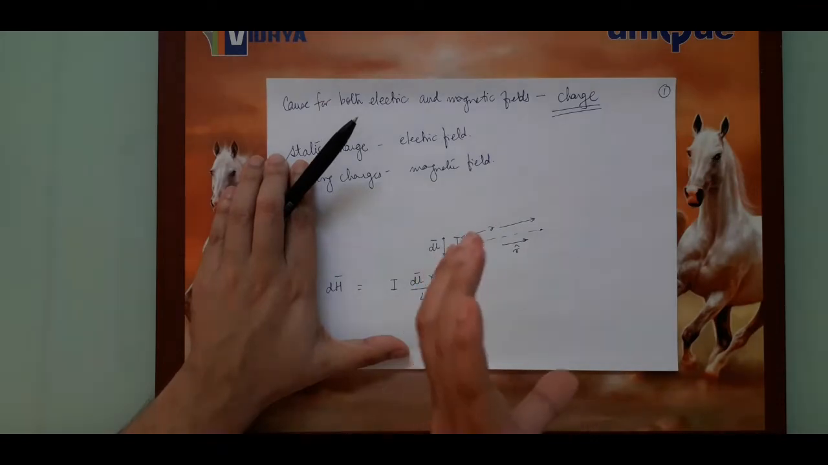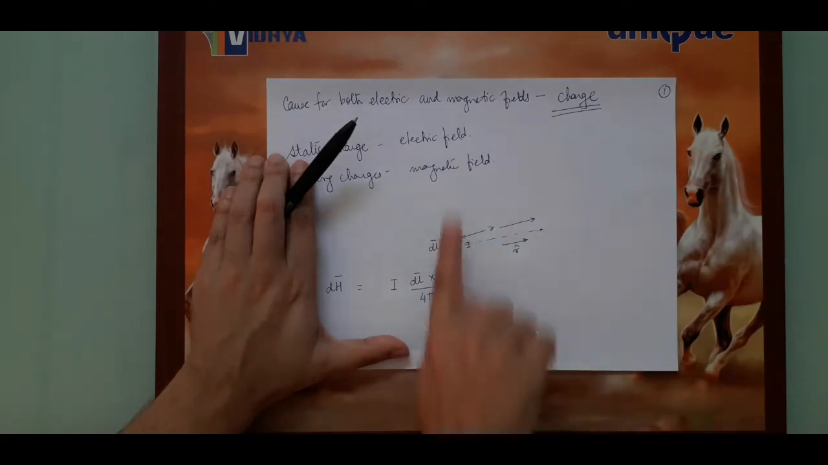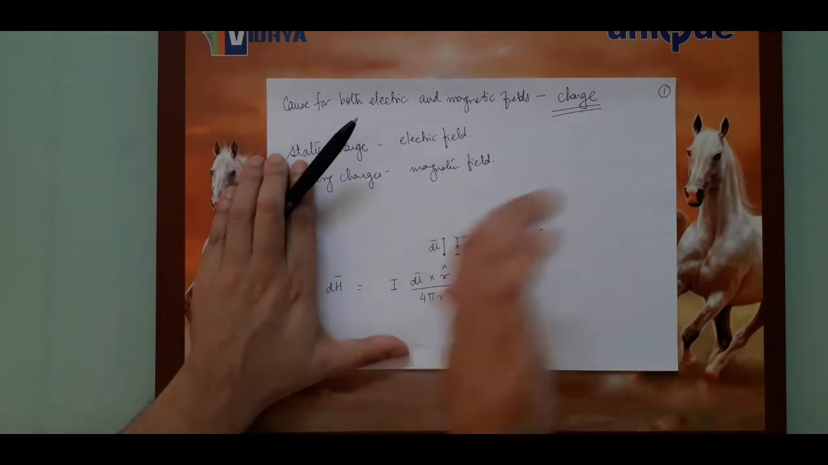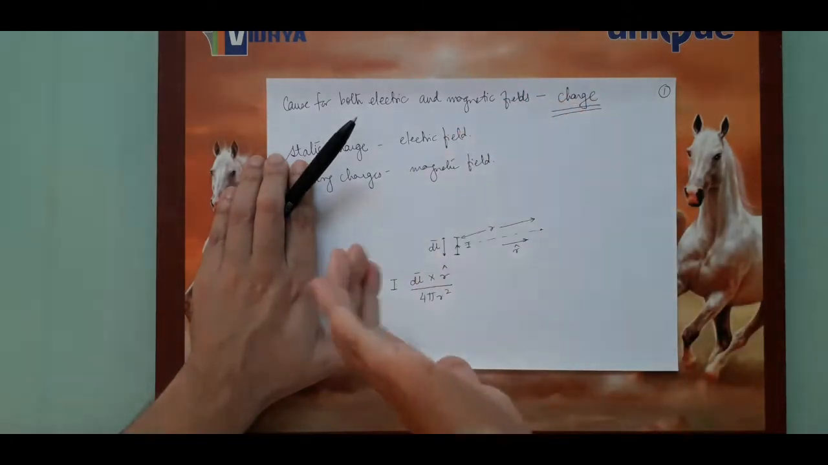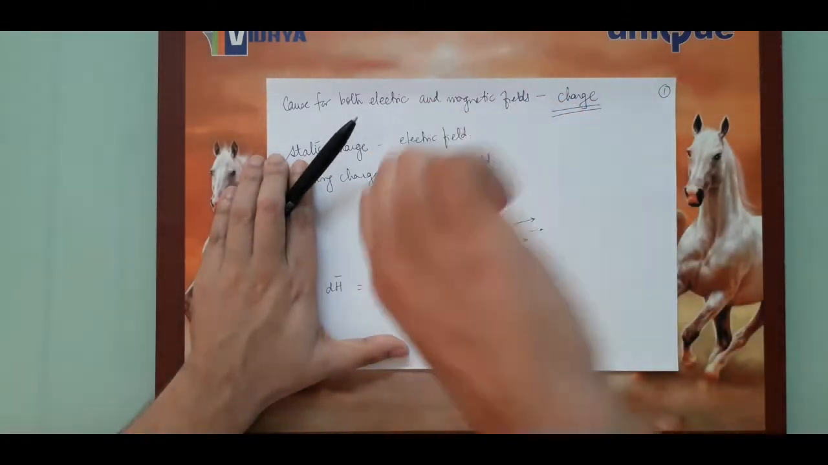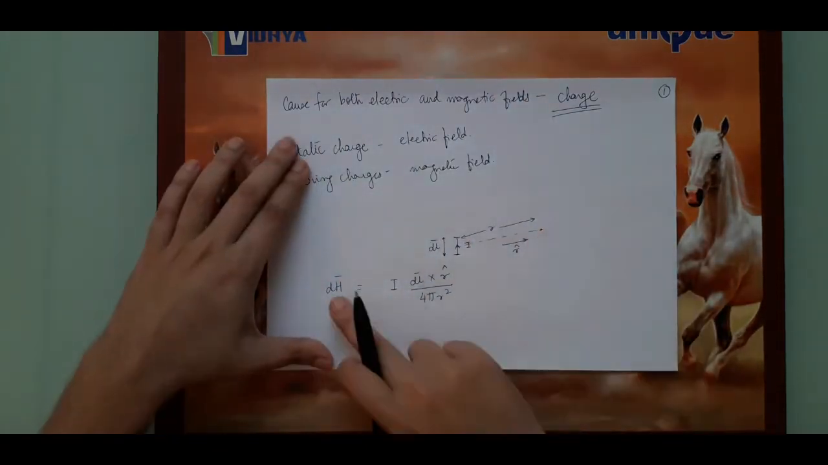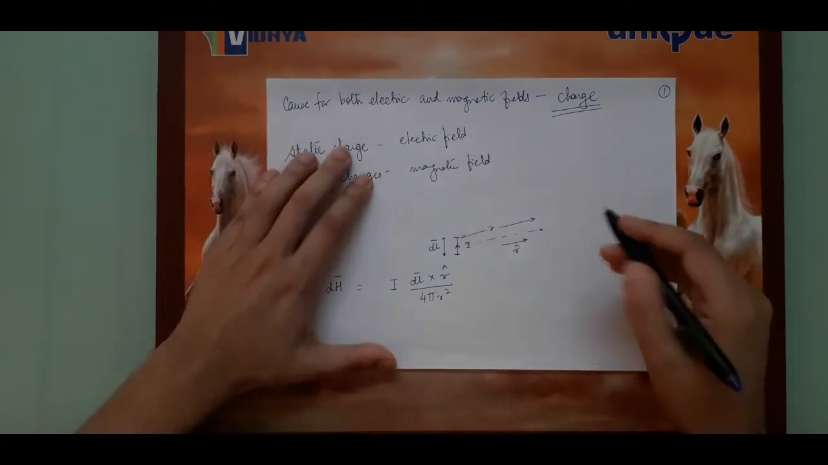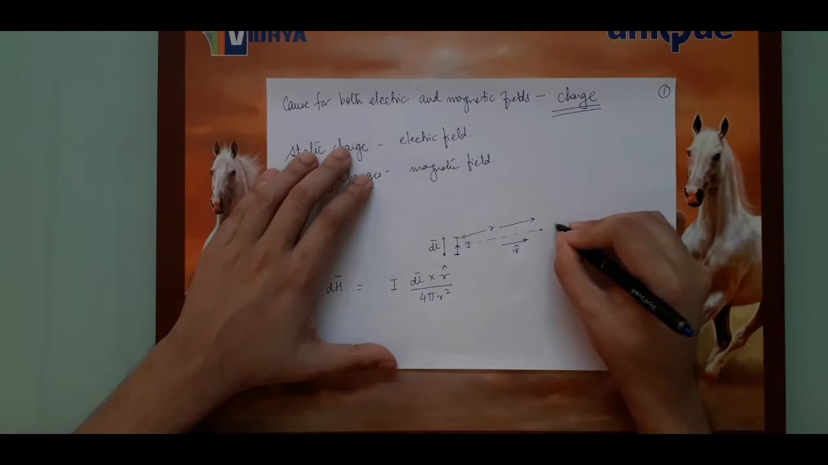Take your right hand and point the curled fingers from the length vector to the radius vector. The length vector is upwards, the radius vector is this way. So my curled fingers will essentially move clockwise from dl to r. But which way is my thumb pointing? When I curl my fingers in this way, my thumb is pointing downwards. Therefore, the magnetic field vector dH will be going into the plane of the paper. This notation of a vector going into the plane of paper is shown this way.